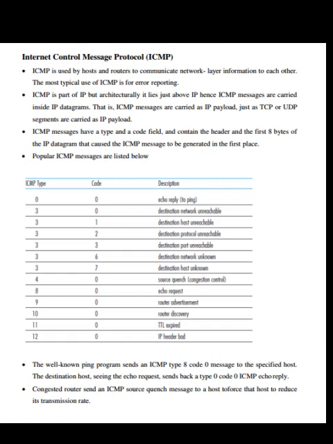Popular ICMP messages are listed below. See the table. The well-known ping program sends an ICMP type 8 code 0 message to the specified host. The destination host, seeing the echo request, sends back a type 0 code 0 ICMP echo reply. A congested router sends an ICMP source quench message to a host to force that host to reduce its transmission rate.